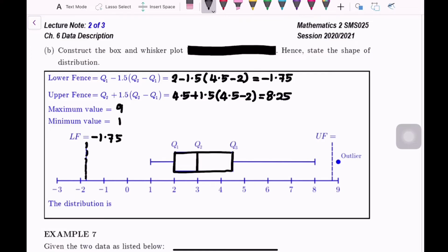Also for upper fence, the value is 8.25. Since the upper fence is 8.25, the value that is bigger than the upper fence, which is 9, we call an outlier. Then we draw from Q3 to the maximum value before the upper fence, which is 8, and draw from Q1 to the minimum value, which is 1.